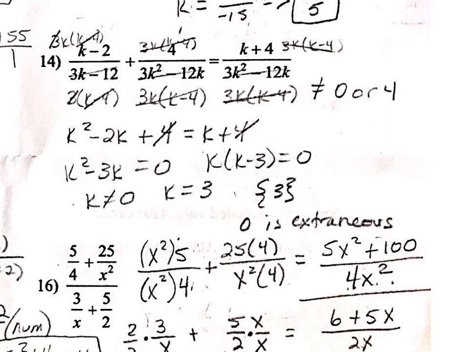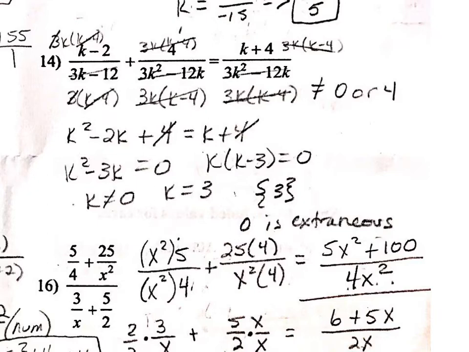Okay, I used the same technique to do problem 14. I found my greatest common multiple, and I multiplied each one of my terms by the greatest common multiple. In this case, I went ahead and factored out this 3k from here. So I got 3k times k minus 4. This one was also 3k times k minus 4. And this was 3 times k minus 4. So this one didn't have the extra k.